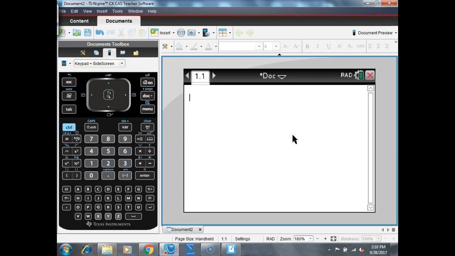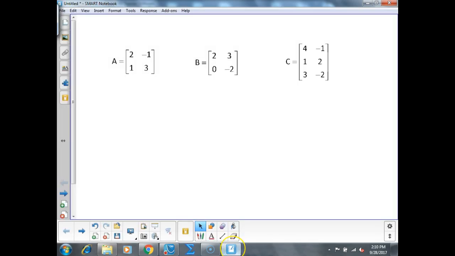Now, on the calculator page, you can input different matrices, and you can store them using the store key, which is located right up, let's see if I can draw on here, right up in this general area, right there on the Inspire calculator. Okay? And so what I'm going to do is some basic matrix operations using these three matrices.